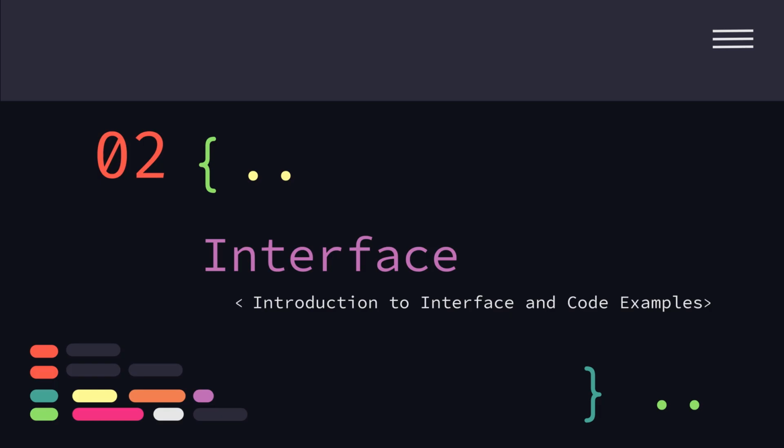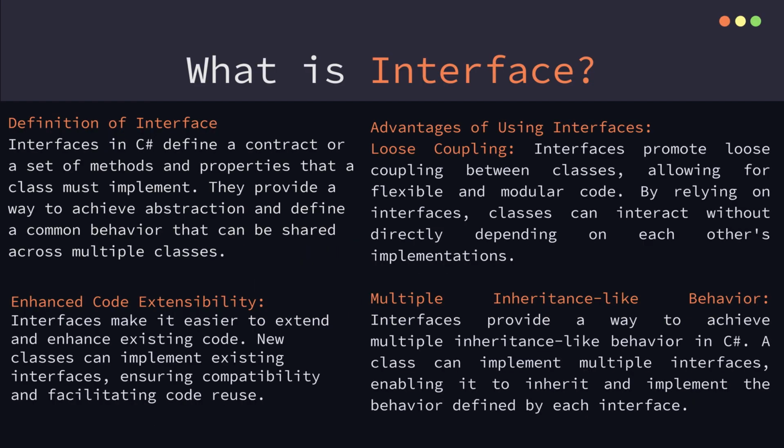Let's have a brief overview of the topic interface, that is the second part of our presentation. So, what is interface? Abstraction and interface are very similar to each other, but we will have a look at its similarities and differences at the end of the presentation. Interfaces in C# define a contract, or a set of methods and properties, that a class must implement. They provide a way to achieve abstraction and define a common behavior that can be shared across multiple classes.